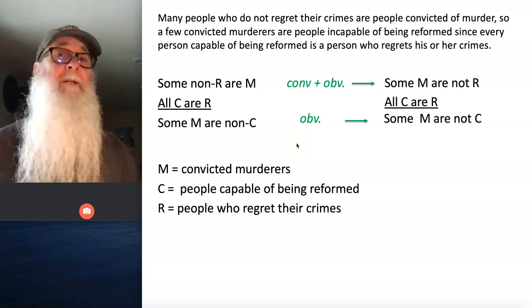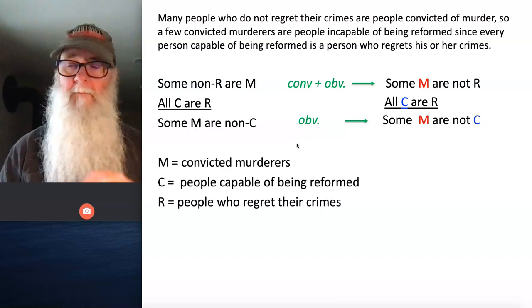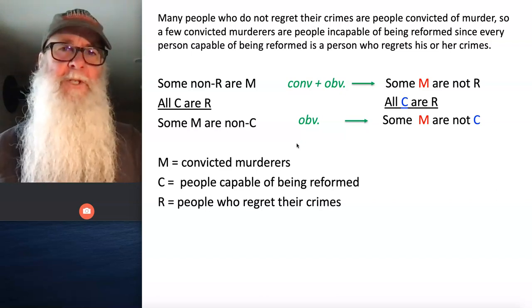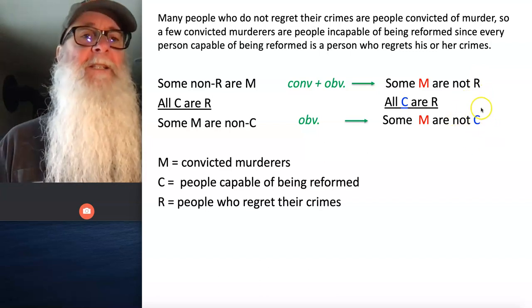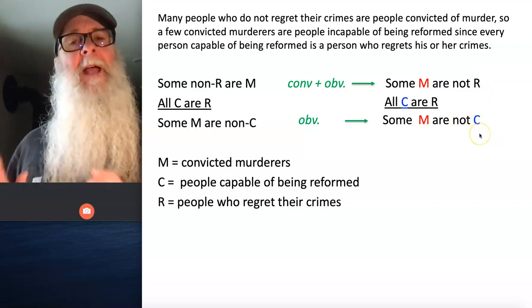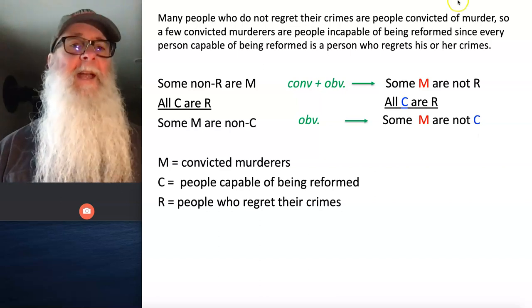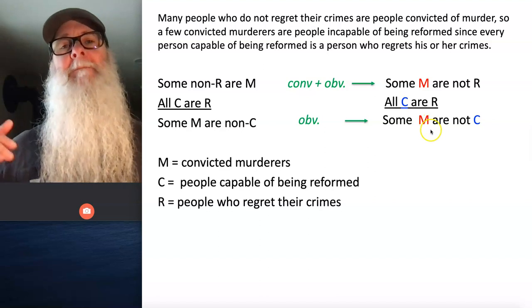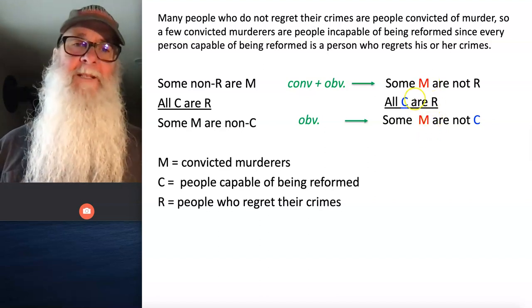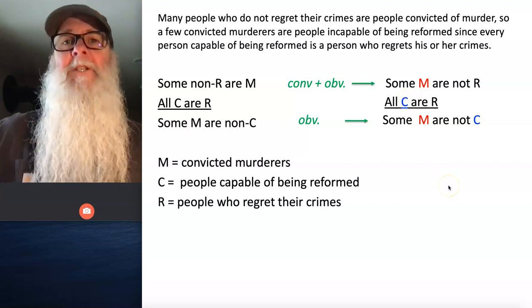The next step is to make sure this argument is in standard form. In other words, we want to make sure that the major term appears as the major premise. The major term of this argument is C, the predicate of the conclusion, and that statement is going to appear as the first premise. And the minor term of the argument, M, the subject of the conclusion, should be in the second premise. And of course, now it's easy to see that they're color-coded, that our premises are not in the right order. So we've got to switch them.